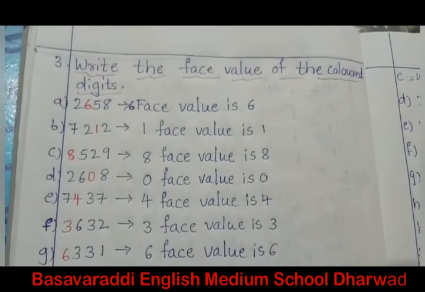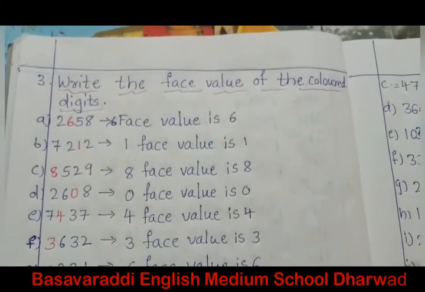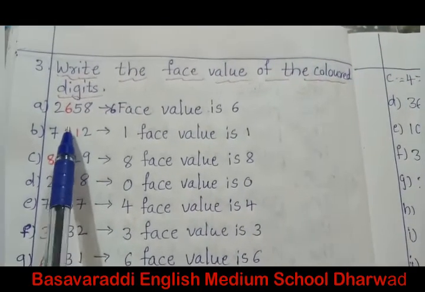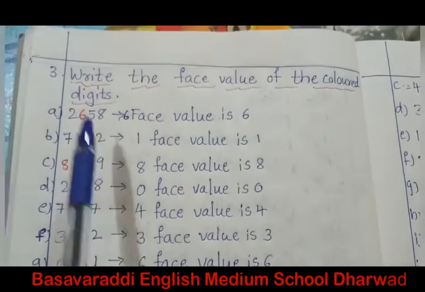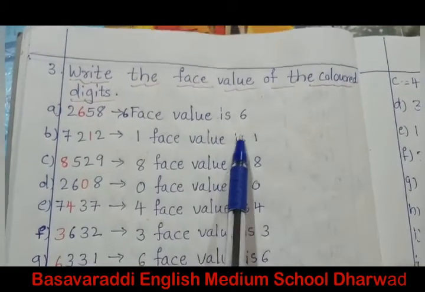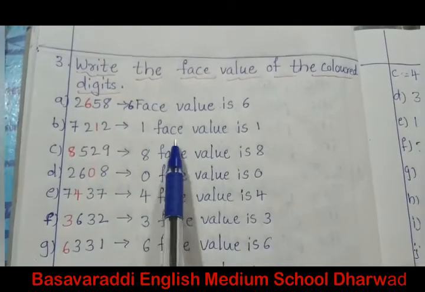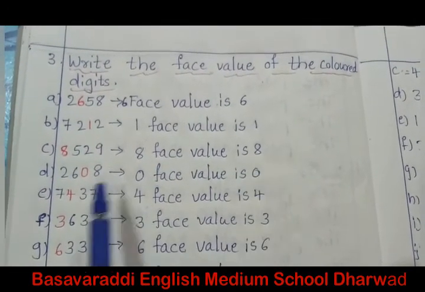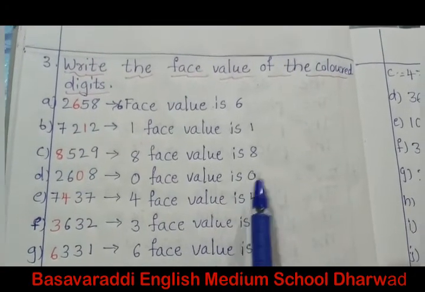Here, third one, write the face value of the colored digit. They are colored the digit. We have to write down the face value. Face value means the number itself is the face value. Here it is 6. 6 face value is 6. Here it is 1. 1 face value is 1 only. 8. The face value is 8 only. 0. 0 face value is 0 only.